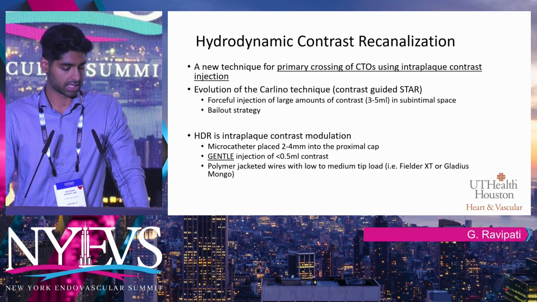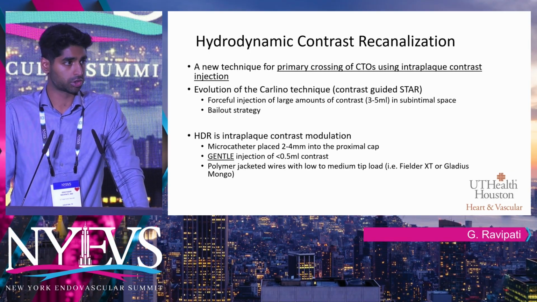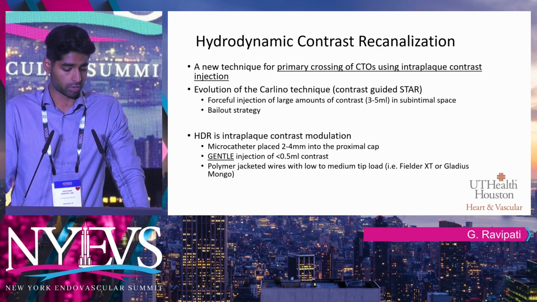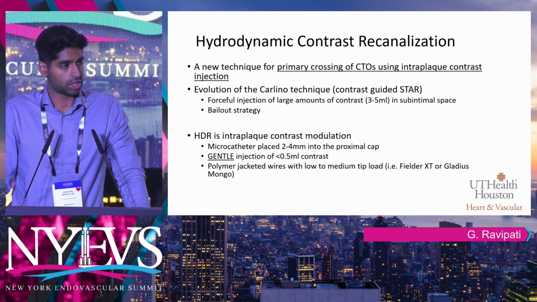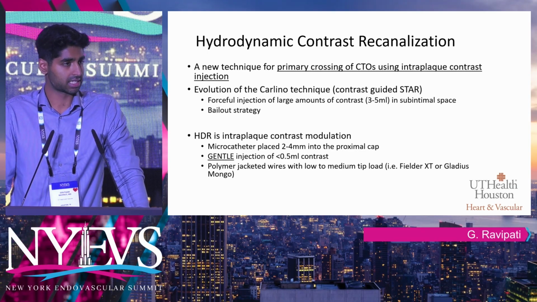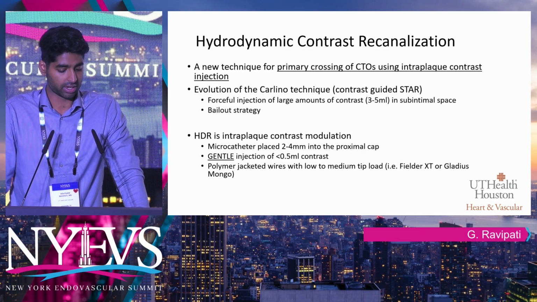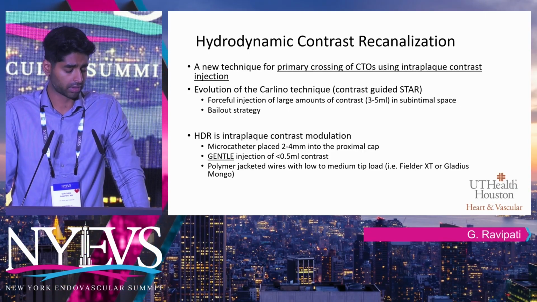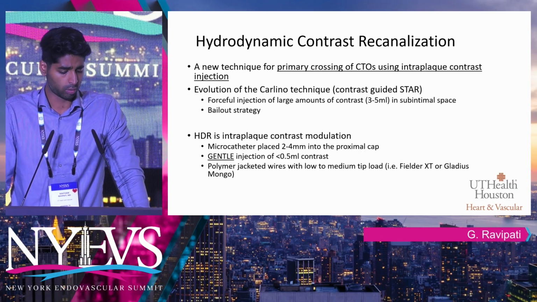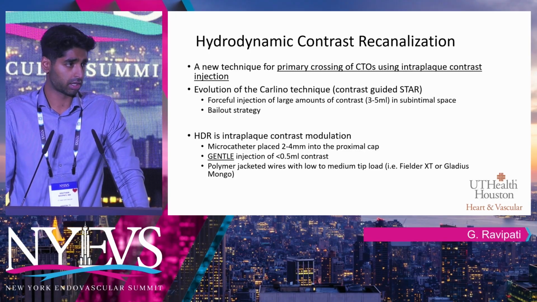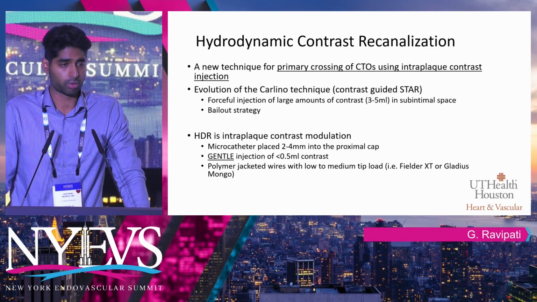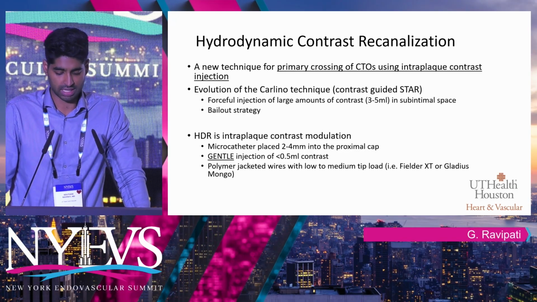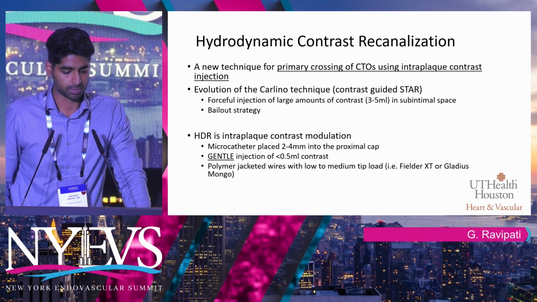And so what is it? It is, like I said, an intraplaque contrast modulation where you take a microcatheter, you place it about 2 to 4 millimeters in the proximal cap, and you gently inject less than about 0.5 cc's of contrast into the body of the CTO. Then you take a polymer-jacketed wire with a low to medium tip load, and for us, we like to use a lot of the 0.014 systems in the coronary sphere. So, for example, a Fielder XT or a Gladius Mongo.